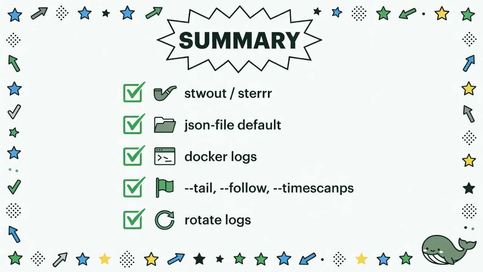Quick recap. Logs come from stdout and stderr. json-file is the default driver. docker logs reads them back. The three flags, tail, follow, and timestamps, unlock real power, and rotation keeps your disk safe.